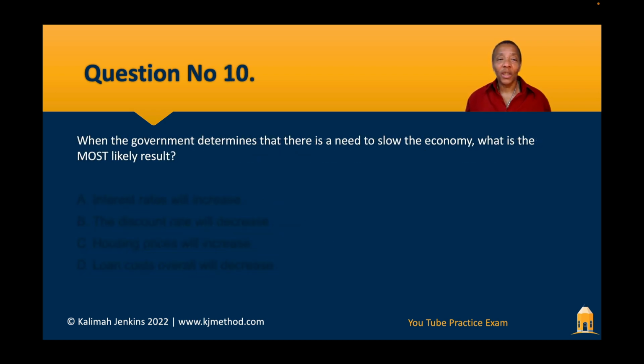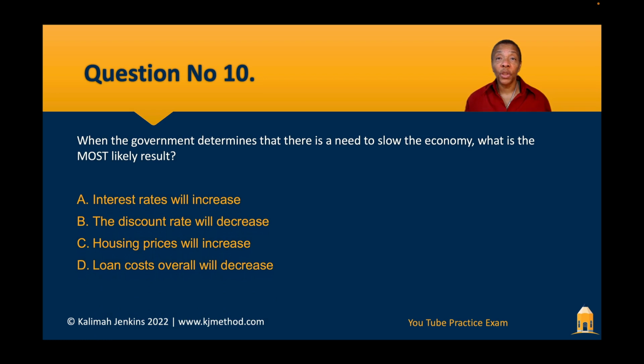Last one, question 10. Let's see. When a government determines that there is a need to slow the economy, what is the most likely result? Let's see what we have. Interest rates will increase. The discount rate will decrease. Housing prices will increase. Loan costs overall will decrease. What do you guys think? We're trying to slow the economy.